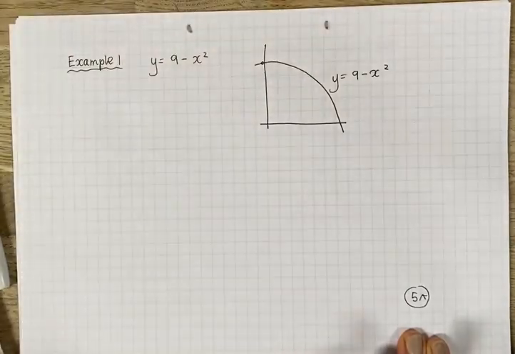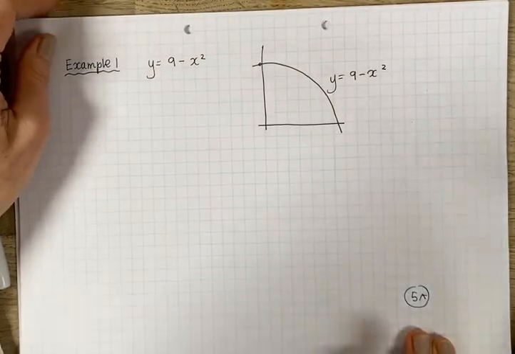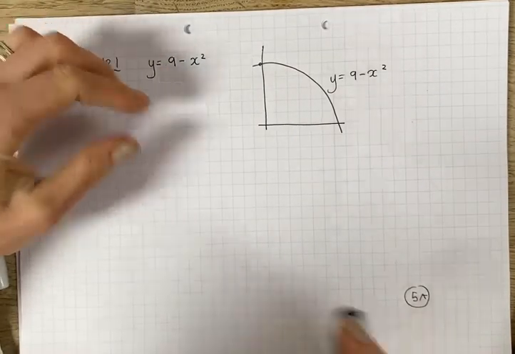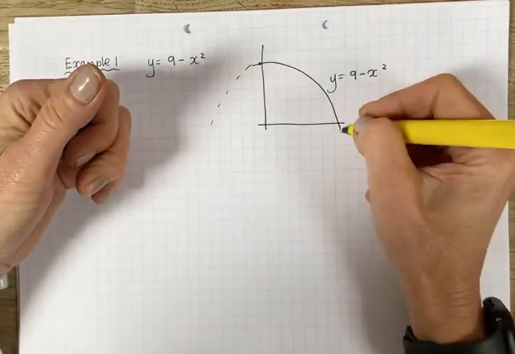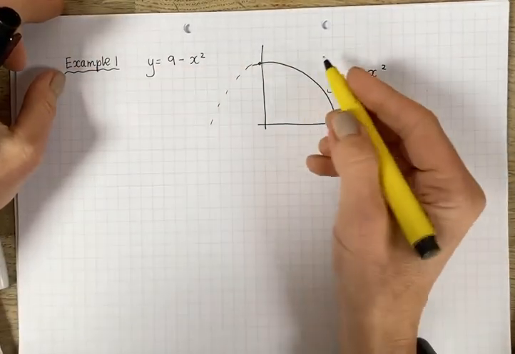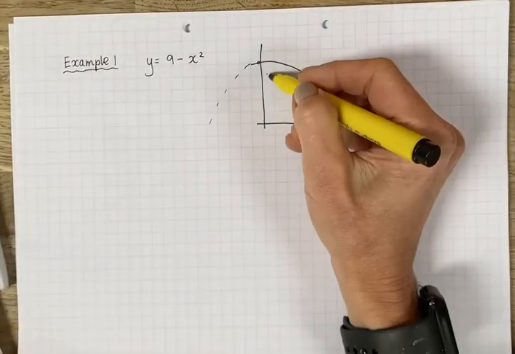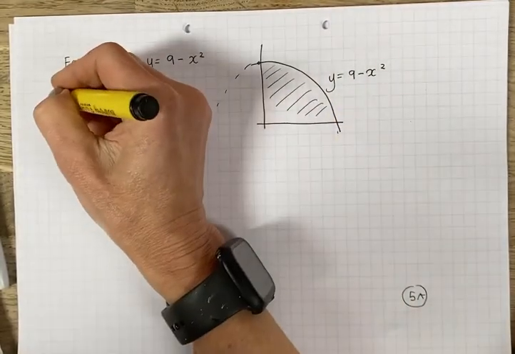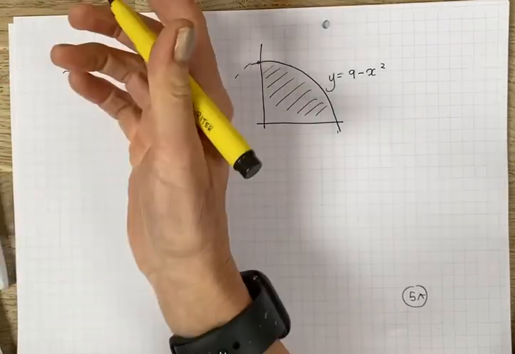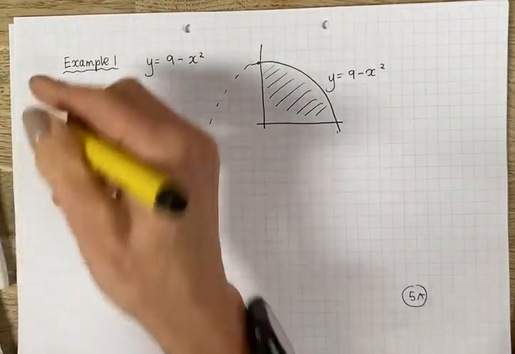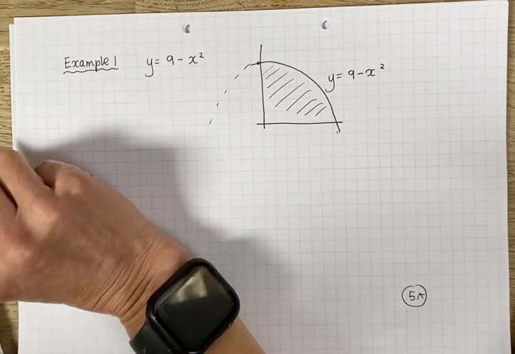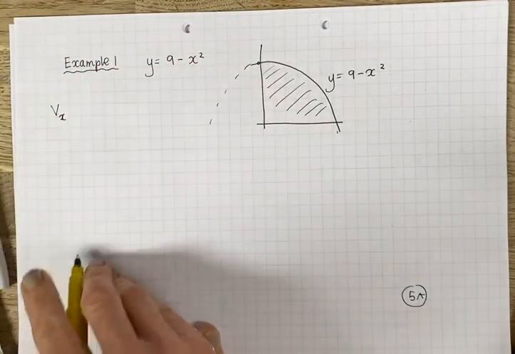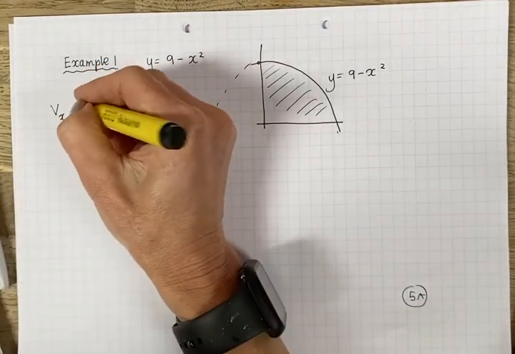So let's do the first question. Example 1. You've got the function y equals 9 minus x squared. It's already drawn for you, so it's your upside down quadratic, if you like. I presume this part here is going to be rotated around the x-axis through 360 degrees, or 2 pi, which is the same thing. So first of all, as soon as the question mentions volumes of revolution around the x-axis, quote the formula. So we'll put x here because that tells me that I'm rotating around the x-axis.